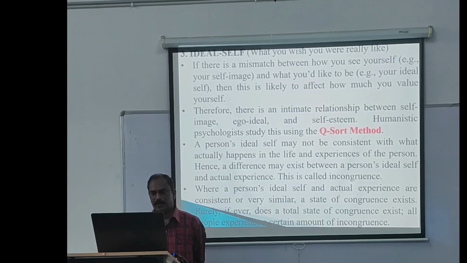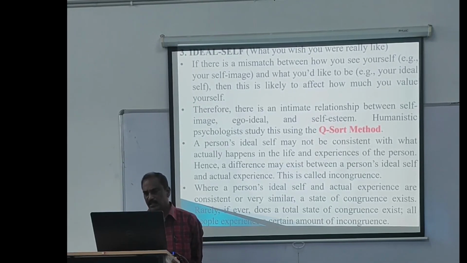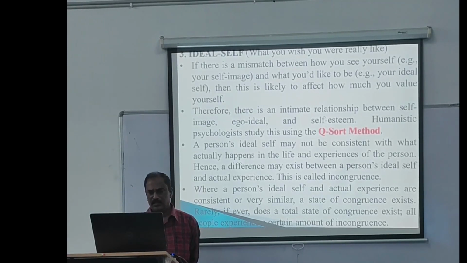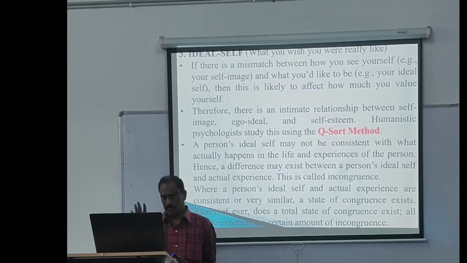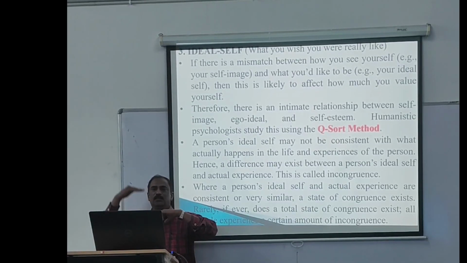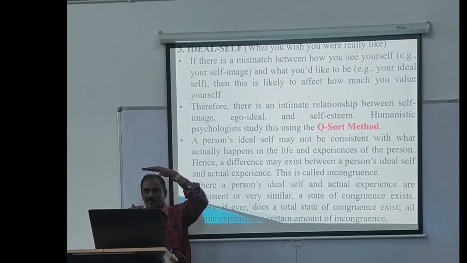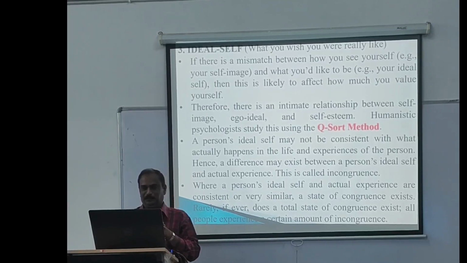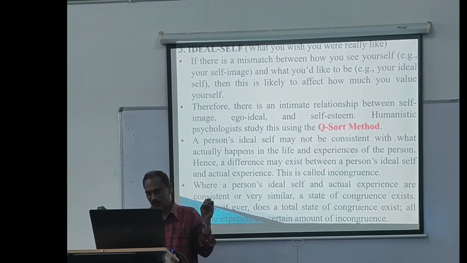Where a person's ideal self and actual experience are consistent or very similar, a state of congruence exists. Rarely, if ever, does a total state of congruence exist. All people experience a certain amount of incongruence, no doubt about it. Once I become an engineer, I want to become an executive engineer. But before that, I retired. So some difference is there between your ideal self and actual self. So incongruence is there for every human being.